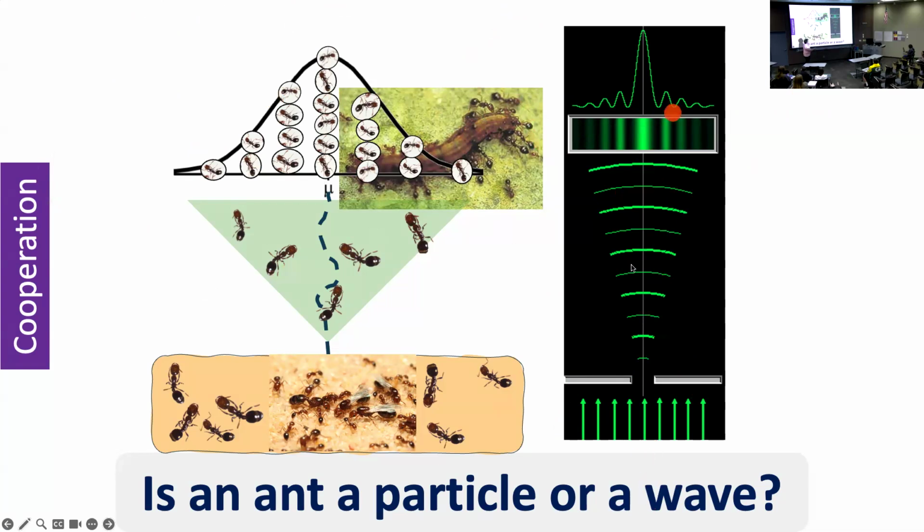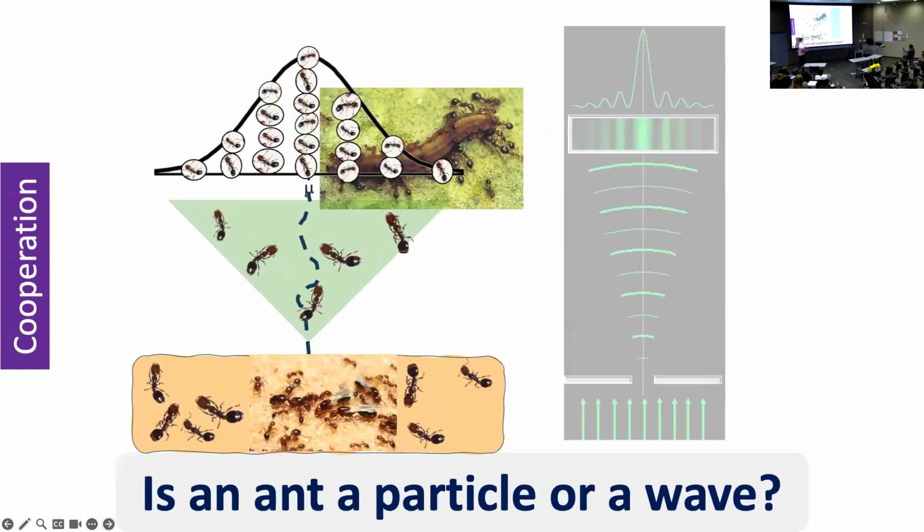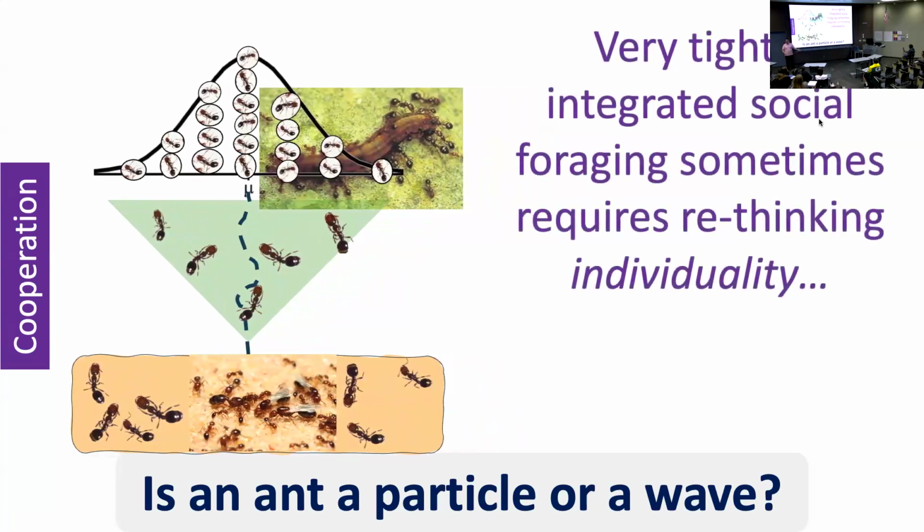But in order for me to interpret light, it's a photon. So a photon shows up here, another one here, another one here. But in reality, what we experience is not every photon. We experience the wave. We experience the thick green lines and the thin lines. We experience the whole thing together, the ensemble. And that makes me wonder, is an ant a particle or a wave?